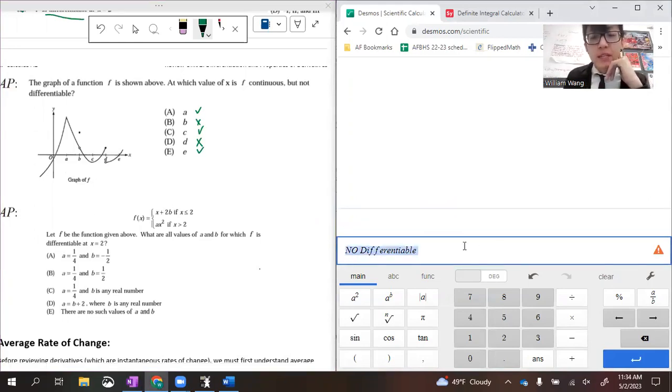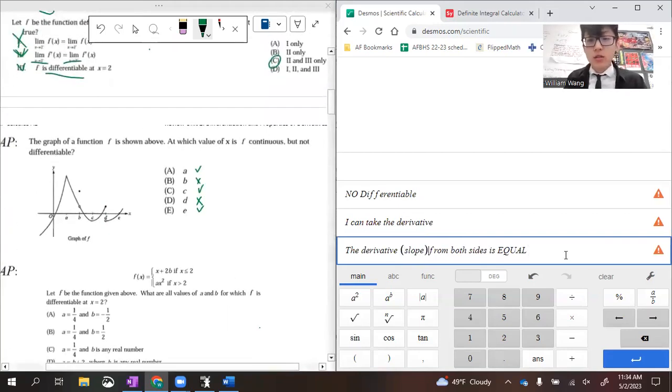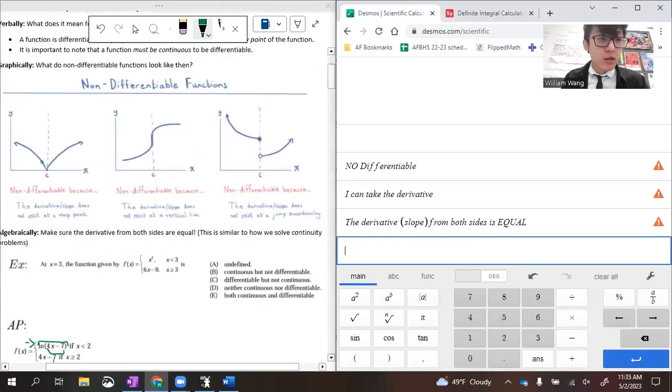Okay, now it cannot be differentiable. And what does differentiable mean? Again, it means I can take the derivative. And it means the derivative from both sides is equal. All right, you could think of this as the slope from both sides being equal. And if you look at our notes, there's certain cases where that's not the case, right? Non-differentiable functions. You'll notice the slope here is not equal to the slope here.